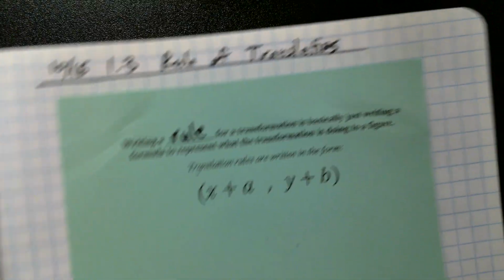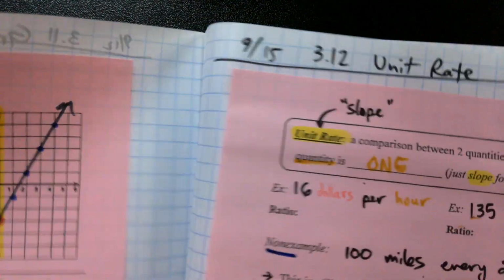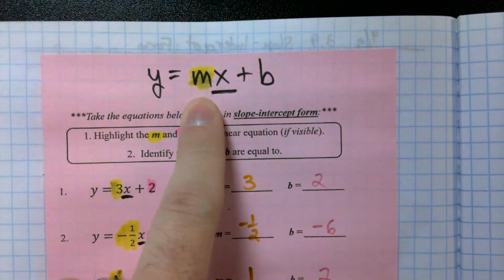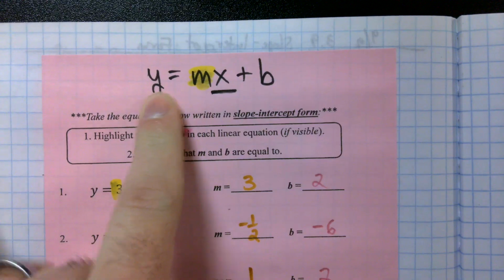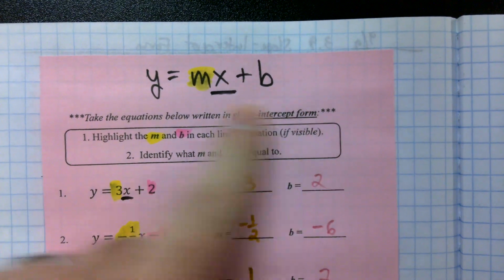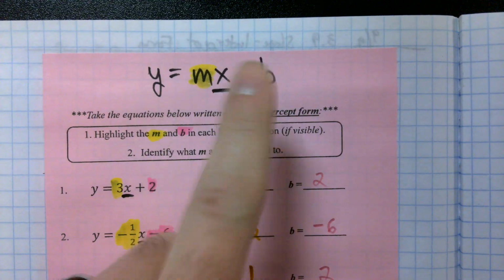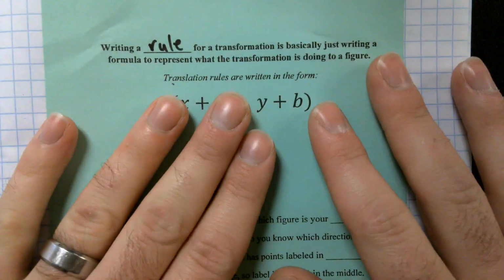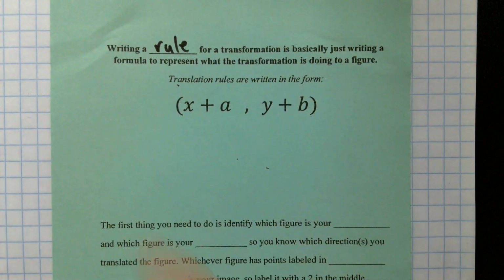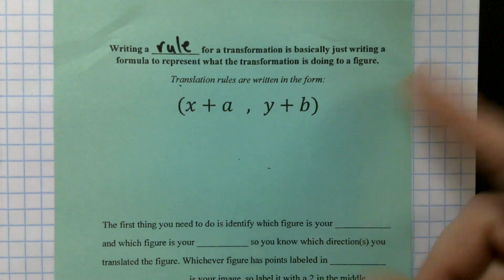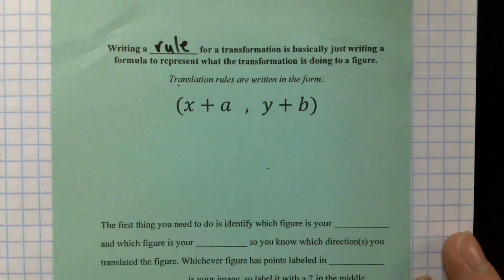We followed a rule a lot in the previous unit, and that rule was this guy. You guys remember this guy? So this was our rule for straight lines that we had to follow. We had to put the M in the place of the M. We had to put the B in the place of the B. So now we're looking at a different rule that's talking about translations. And it's just, like I said, a formula that represents what we're doing to the figure, okay?